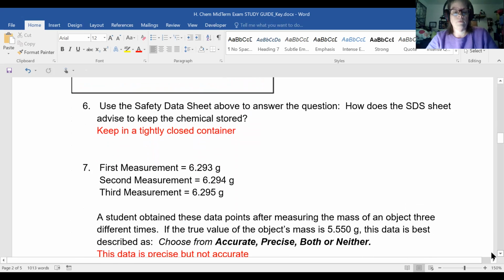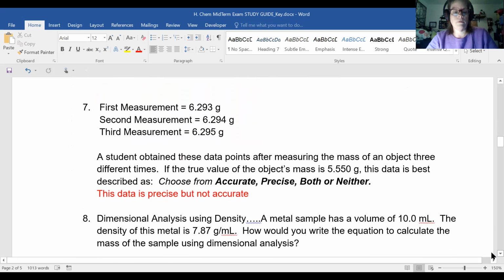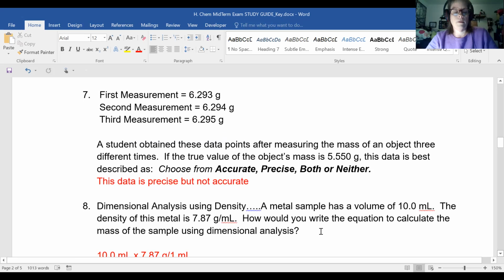Number 7 has to do with precise and accurate measurements. This is some data, some trials that were taken in a laboratory, some student data. The student obtained these data points after measuring the mass of an object 3 different times. If the true value of the object's mass was 5.550 grams, describe this data as being accurate, precise, both, or neither.